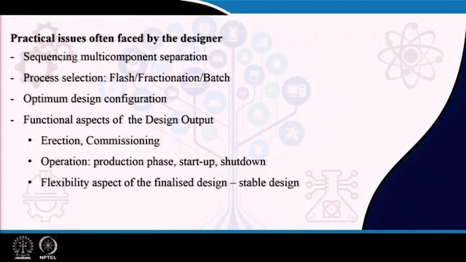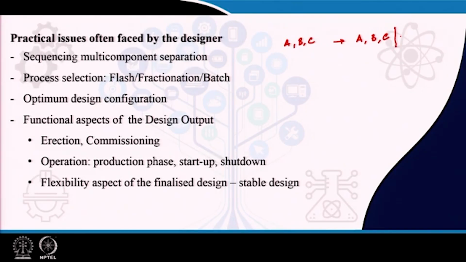To start with, very often he is supposed to handle multi-component separations. Say they have a mixture of A, B and C. This is in the order of decreasing volatility, and perhaps he is supposed to produce 3 streams, rich in A, rich in B and rich in C. So the question comes that what should be the sequence of separation and what are the options? That we definitely have to cover in this course, because this is a very common situation which is faced by the designer.